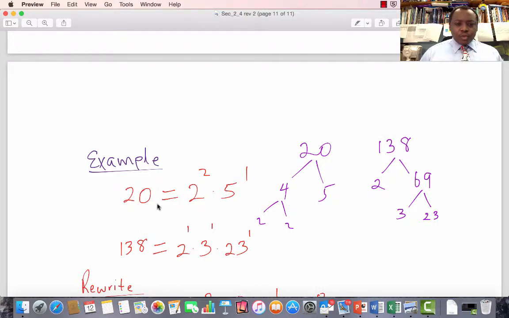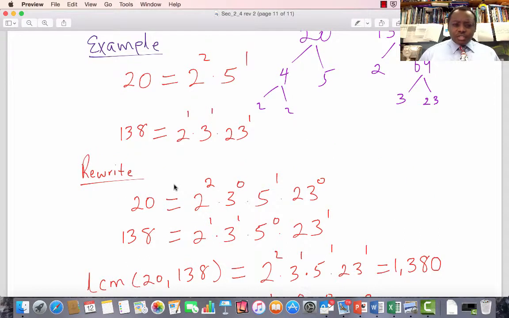Example, we can write 20 as 2 to the 2 times 5 to the 1, and we know how to do this from elementary school. We can write 138 as 2 to the 1 times 3 to the 1 times 23 to the 1. Again, we know how to do this from elementary school. Now, we're going to find the GCD of 20 and 138 and also the LCM using the fundamental theorem of arithmetic. Now, watch this very carefully. The primes involved in 20 are 2 and 5. The primes involved in 138 are 2, 3, and 23.